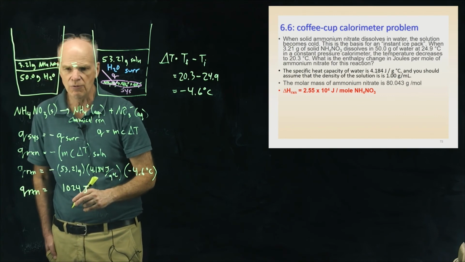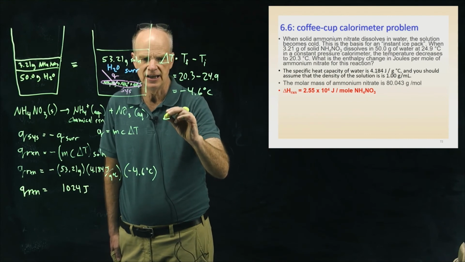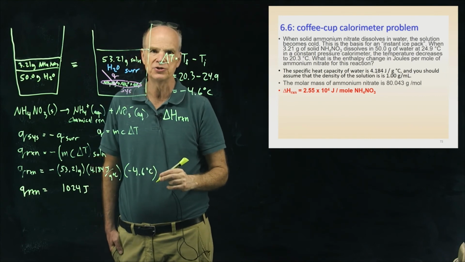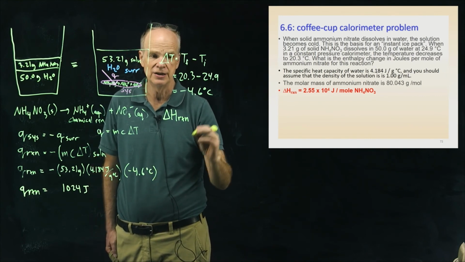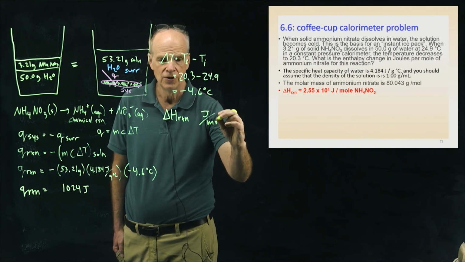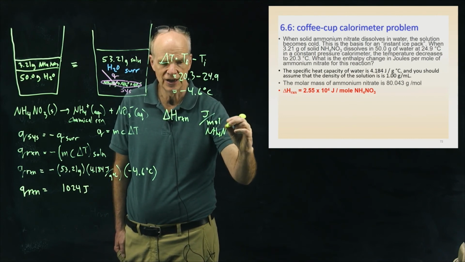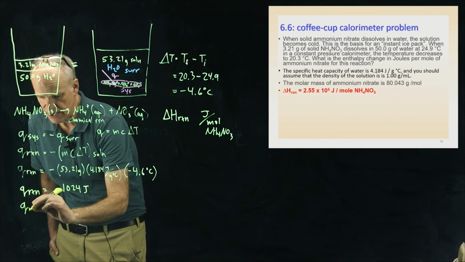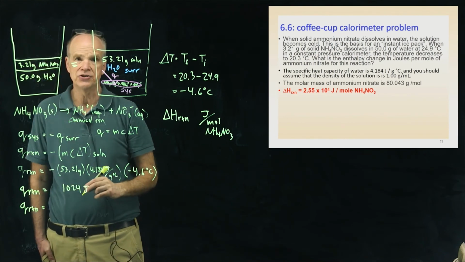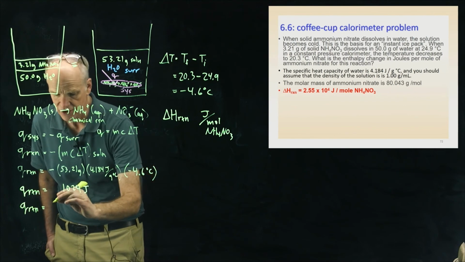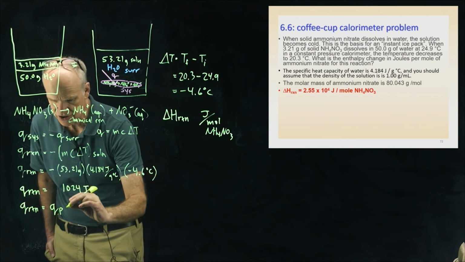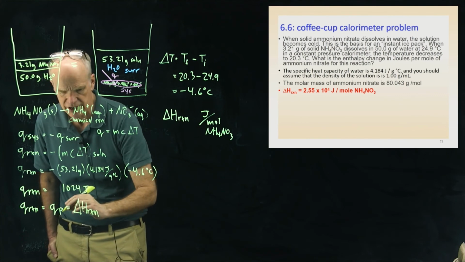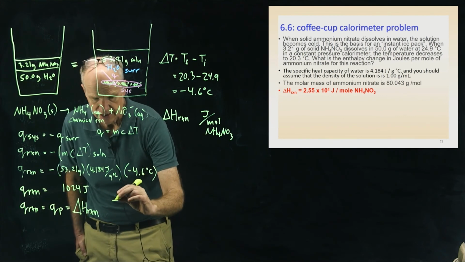Okay. Now, what we're trying to do is find an enthalpy change here of the reaction, but we have to be careful. We don't want the enthalpy change so much in joules. We want it in joules per mole of ammonium nitrate. So we're going to have to figure that out, which isn't so bad. So we have the Q of the reaction. If this reaction is occurring in a constant pressure calorimeter, it is just going to be equal to the heat at constant pressure, which is equal to the enthalpy change of the reaction. And so we now know that the enthalpy change of the reaction is going to be that value.